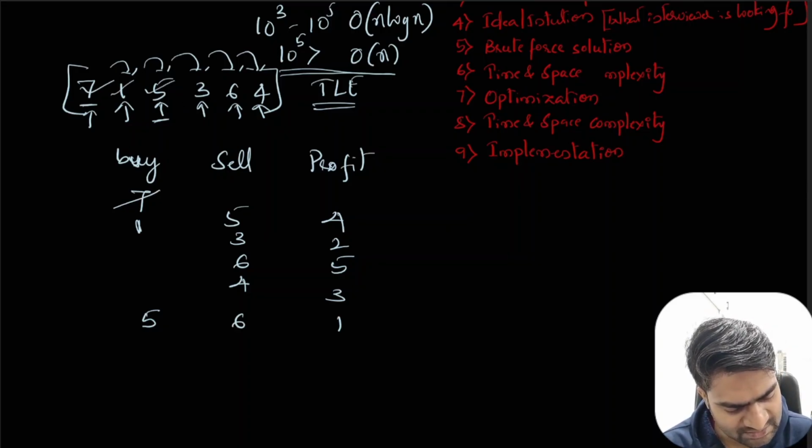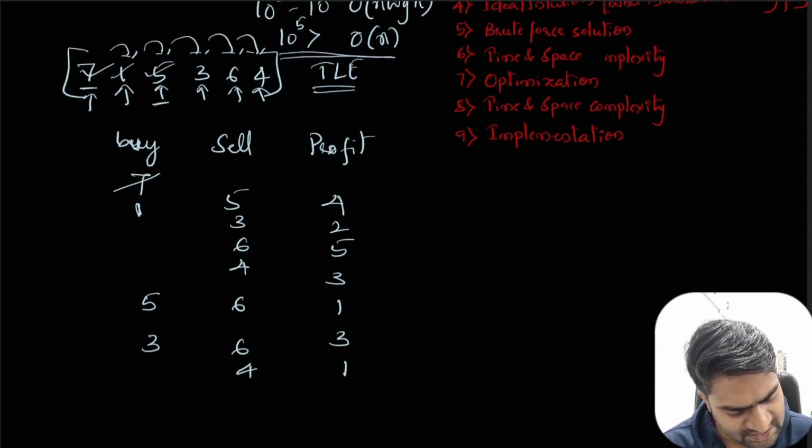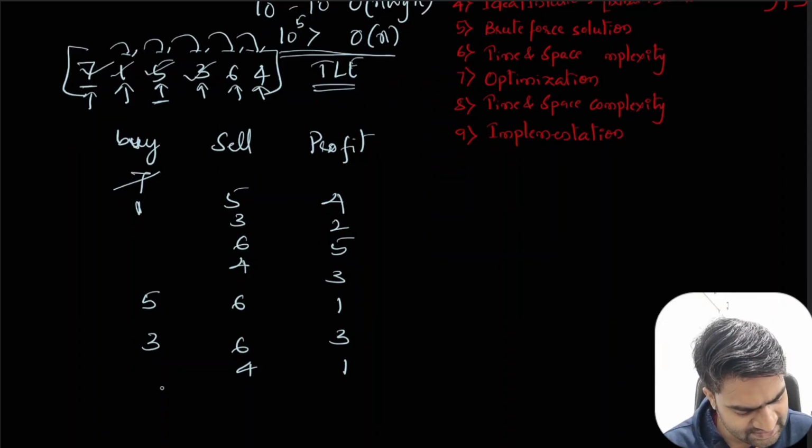So I will just mark them. Then if I buy it at 3, then I can sell it at 6. My profit will be 3. Even I can sell it at 4. Then my profit will be 1. Okay. So 3 is done. Now let us take 6. If I take 6, then I cannot really sell it for 4 because I will be in loss. So I will stop here.